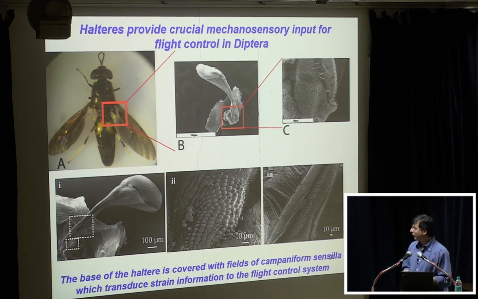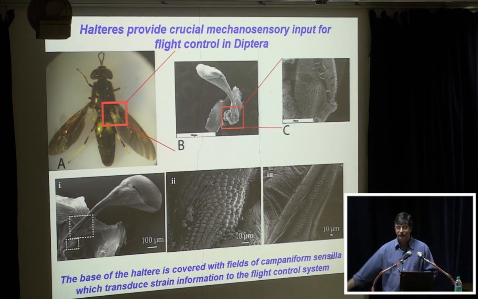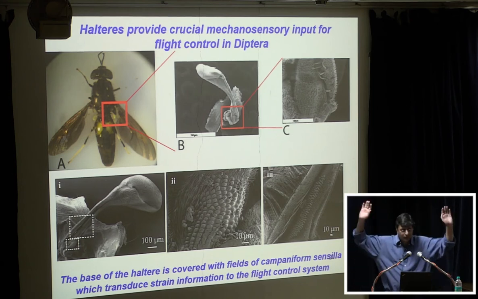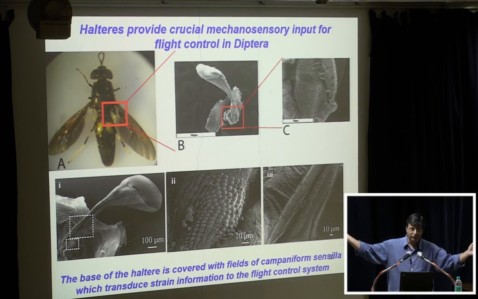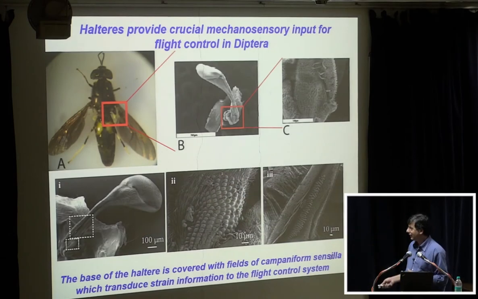A field of these is packing a lot of information about what forces the haltere is experiencing. The way this works is that the haltere moves in a plane. If the plane of rotation changes, then because of conservation of angular momentum, it's going to try and maintain its plane of rotation, and that causes a force on the halteres. It's called the Coriolis force, and that force is what causes the haltere to bend.